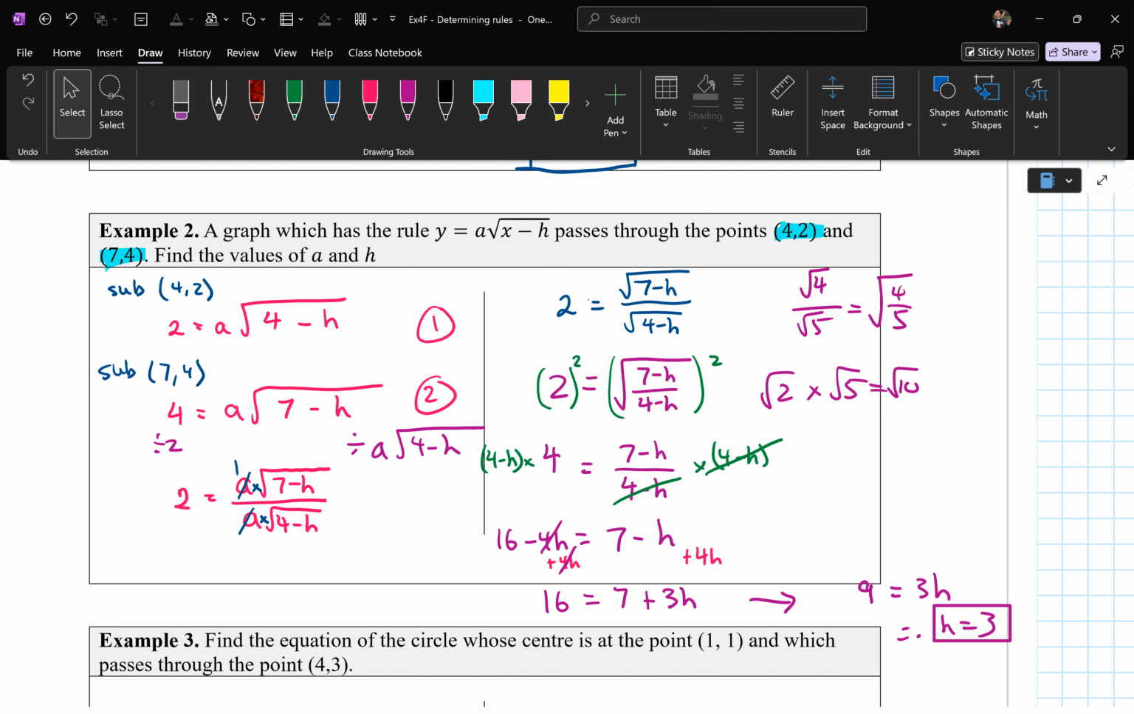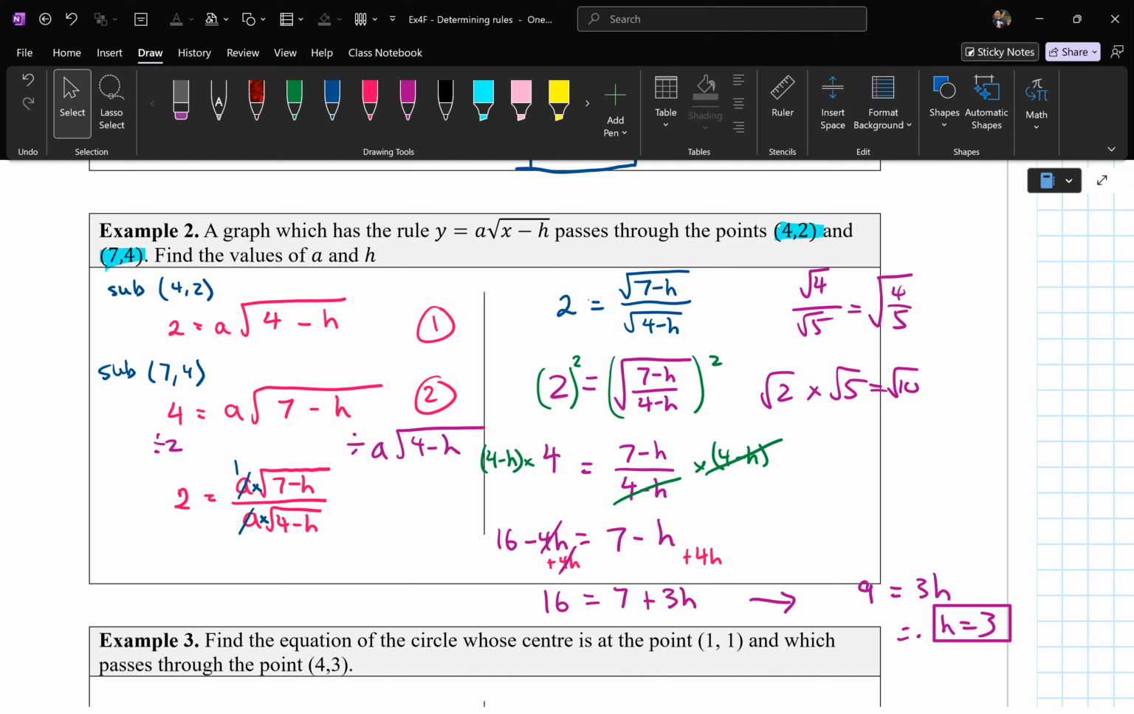So the next 6 months, that's what you're trying to build. You need to build that sort of arsenal of algebra skills to be able to solve any problem I give you. Cool? All right, so you got h equals 3. We're not done. We haven't found a yet. We know h is 3, so that means it moves to the left. Oh, sorry, to the right by 3.